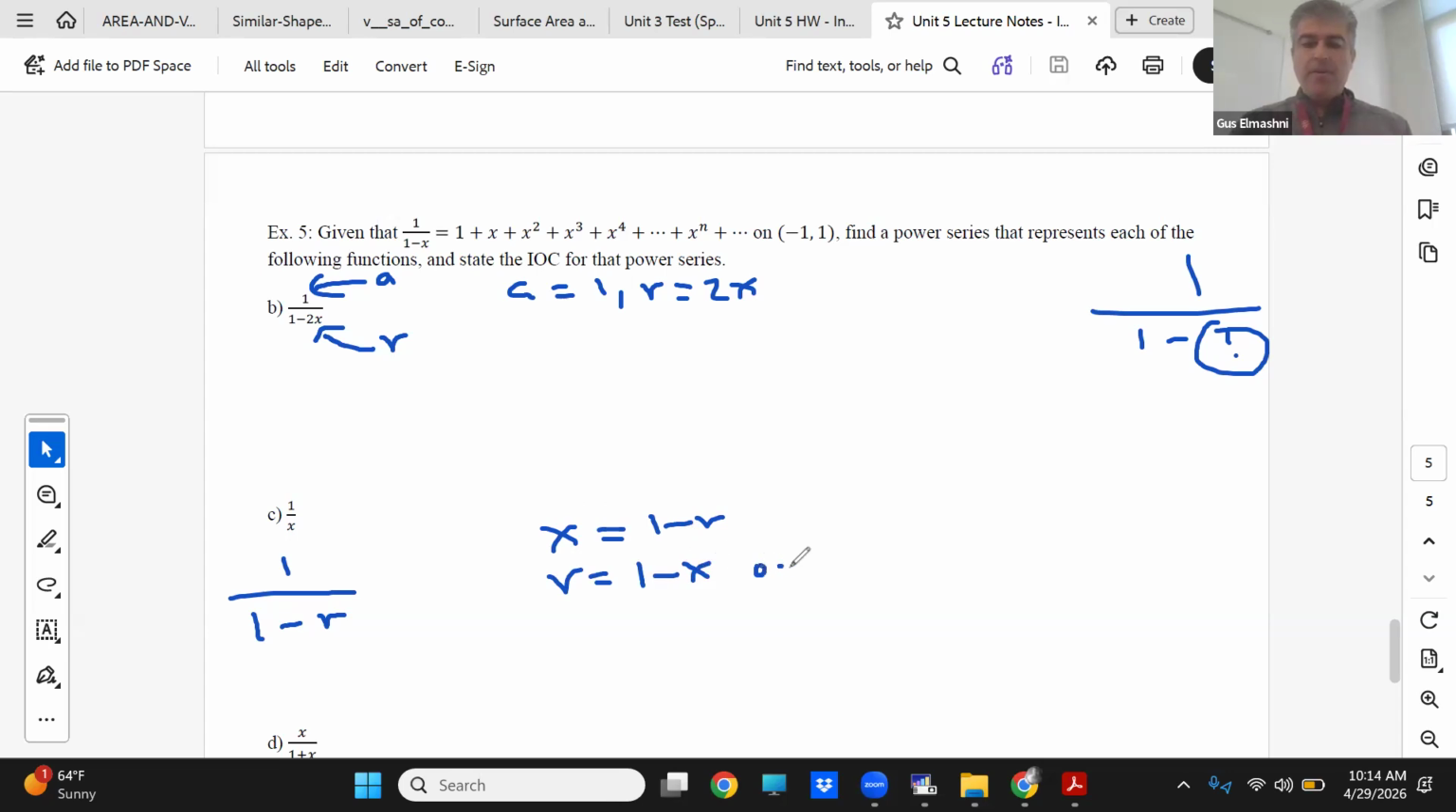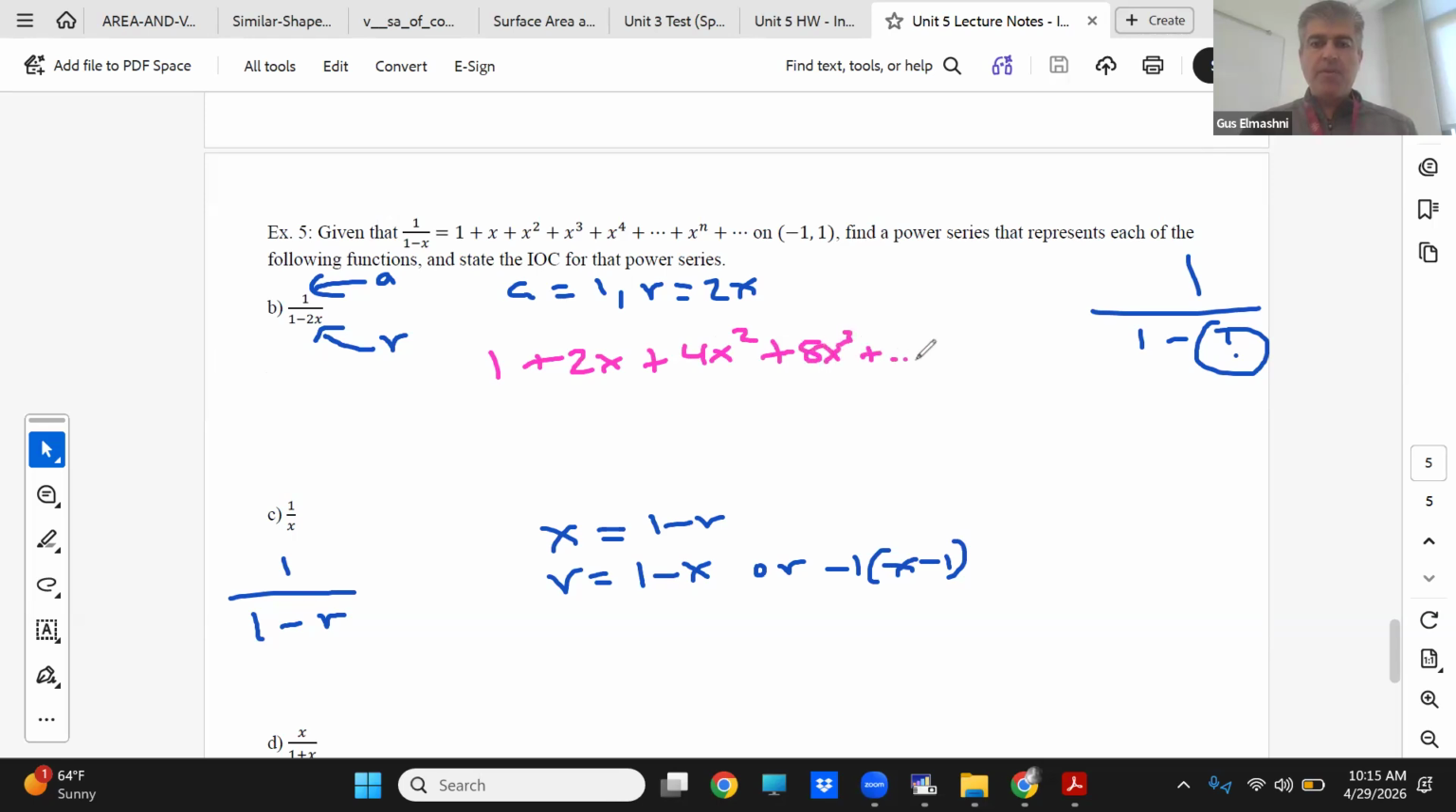Or -1 times x minus 1. Before we do part D, let's actually finish off part B and part C. So let's write the power series of this down. The first term is 1. What's the next term? Next term? 2x, and then 4x squared, right? Next term?